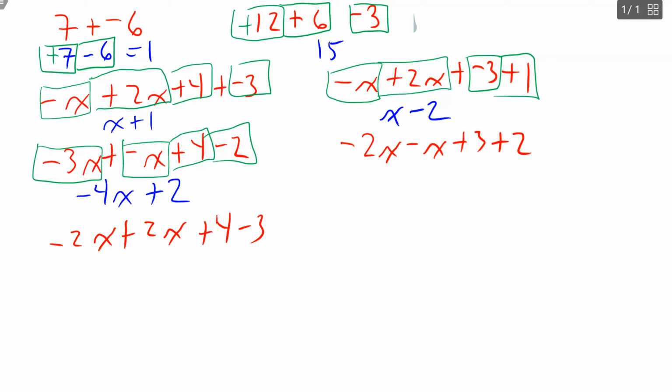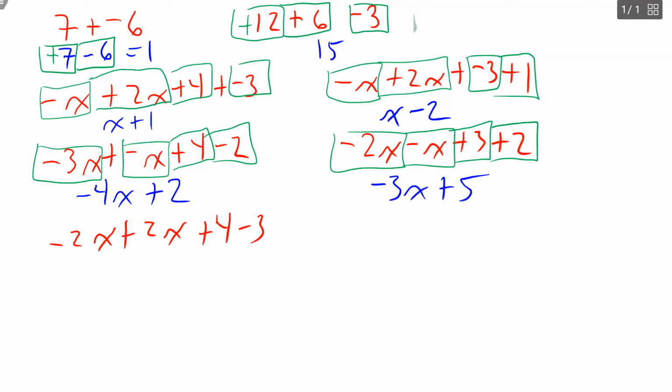Cruising right along, opposite 2x, opposite x. Positive 3, positive 2. So opposite 2x, opposite x will give me an opposite 3x. Positive 3, positive 2 is a positive 5. So negative 3x plus 5. Simplified expression.